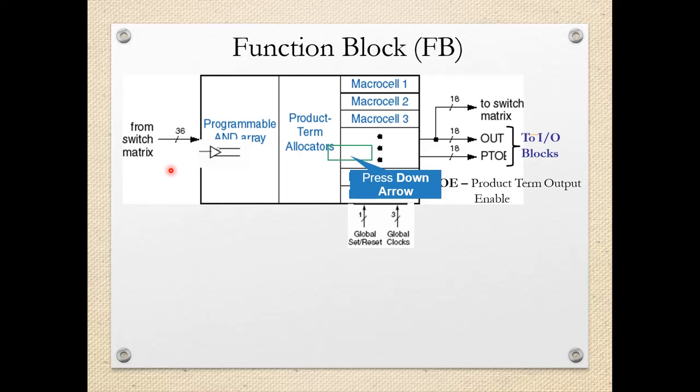So for each function block we have 18 macro cells available, and each macro cell, the single macro cell, can implement a 5 variable SOP expression, that is the sum of product expression. And then this is going to the IO blocks. For this block we have the global set reset, global clock. These are the inputs which can be given. And then the different product term outputs are available.